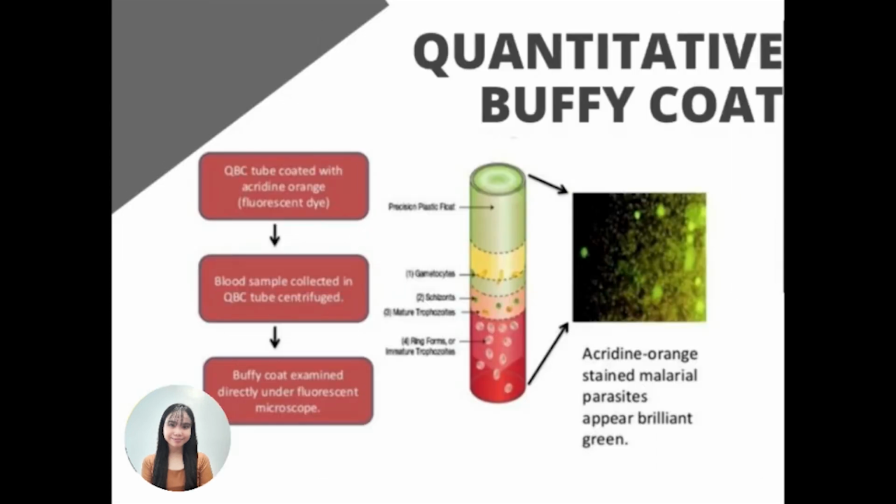As you can see in the image, the tube is coated with acridine orange, then the blood sample is collected in the tube and centrifuged. Lastly, it is examined under a fluorescent microscope. Layers are formed and a positive result appears as a green color.